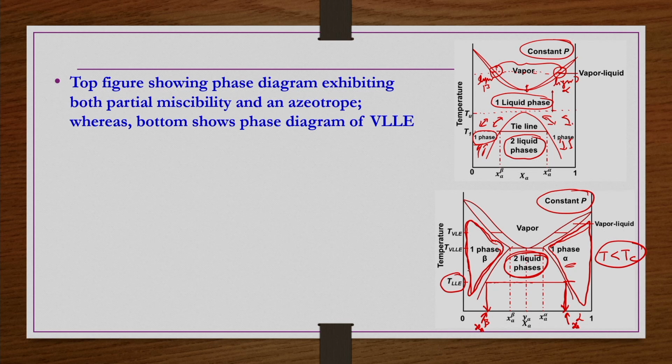So, let us say at some other temperature higher than TLLE, but still within the range where we can have two phases, then again this should be your Xa alpha and this should be your Xa beta. So, like this you can find out the composition.